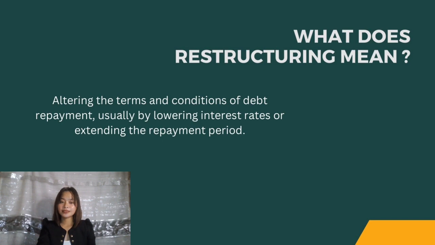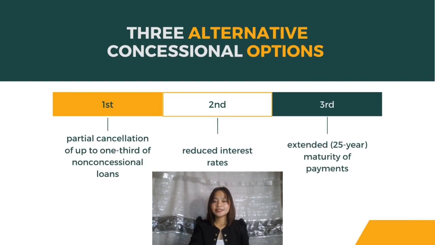Most notable have been the Paris Club arrangements, offering highly concessional conditions, the so-called Toronto terms. These bilateral arrangements for public loans permit creditor governments to choose from three alternative concessional options to generate cash flow savings for debtor countries. And the three alternative concessional options are: first, partial cancellation of up to one-third of non-concessional loans; second, reduced interest rates; and third, extended 25-year maturity of payments.